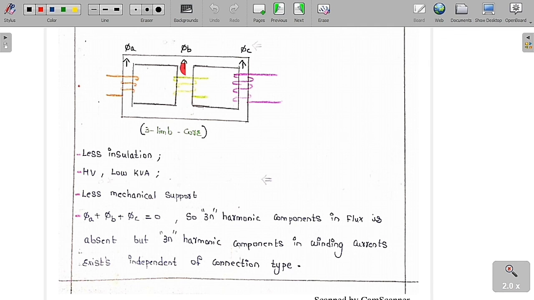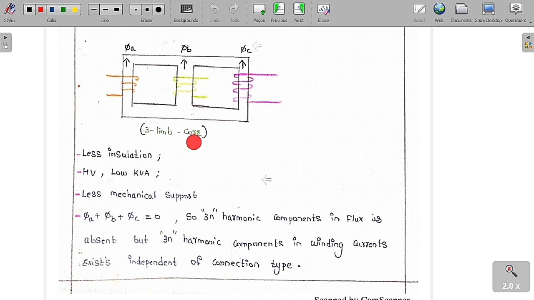Let me see a small case of a 3-limb core. So this is limb 1, limb 2 and limb 3, with winding 1, winding 2 and winding 3. This winding is going to produce a flux of ΦA, this winding a flux of ΦB, and this winding a flux of ΦC. If you apply the flux law at this junction, you can say ΦA plus ΦB plus ΦC is equal to 0.